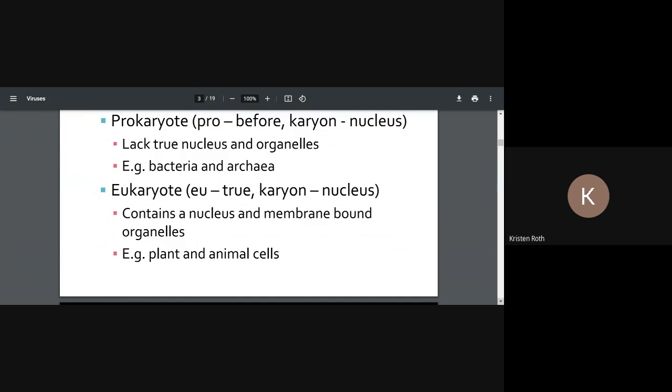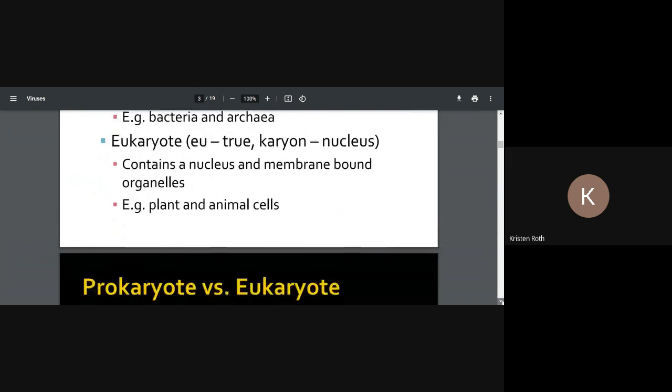Now eukaryote, so the U means true, karyon means nucleus. So now we have true nucleus. So it contains a nucleus and membrane bound organelles, right? The organelles being your mitochondria, ribosomes, and so on. Example of this is your plant and animal cells. Plant and animal cells have the nucleus. Your prokaryote lack nucleus, and that's what your bacteria and archaea bacteria are.